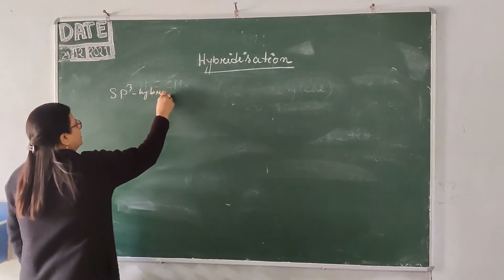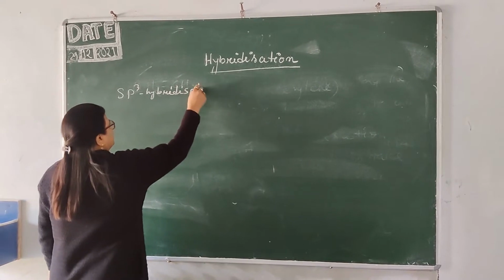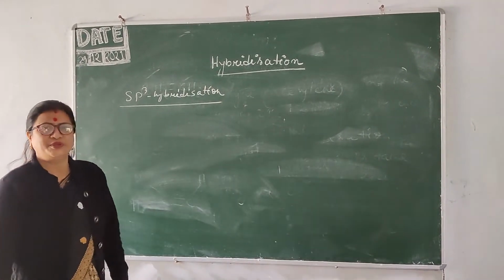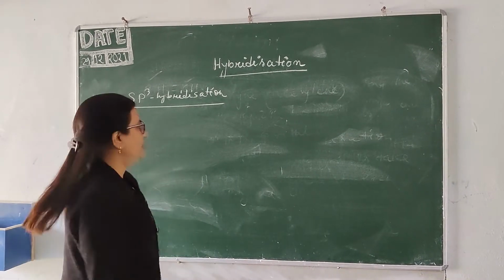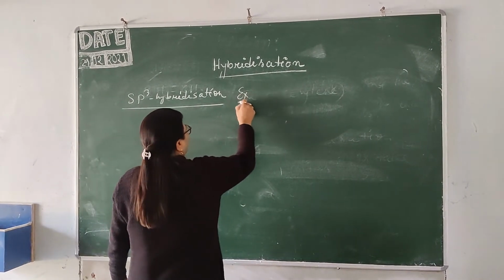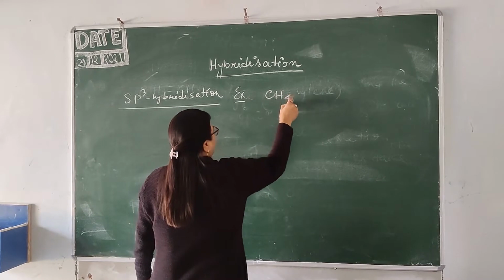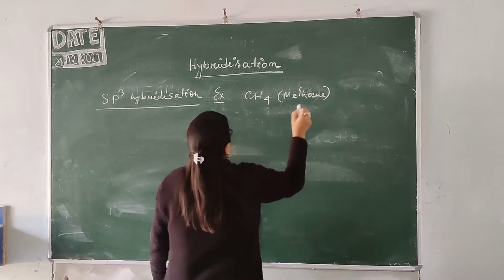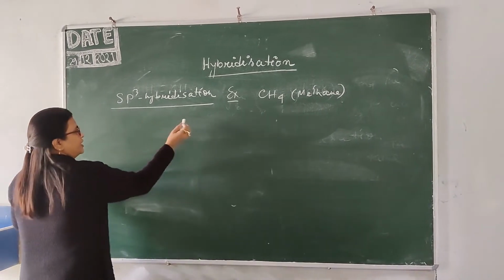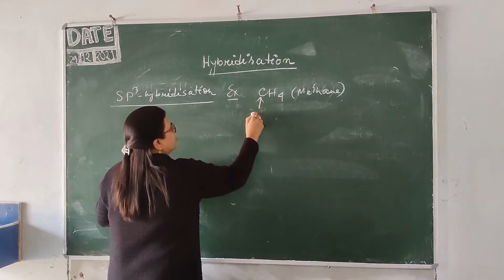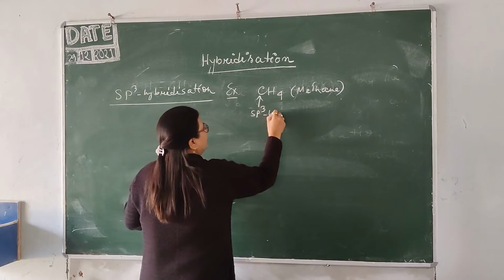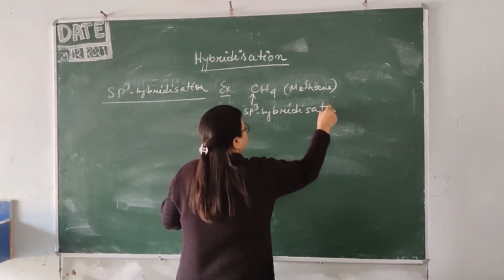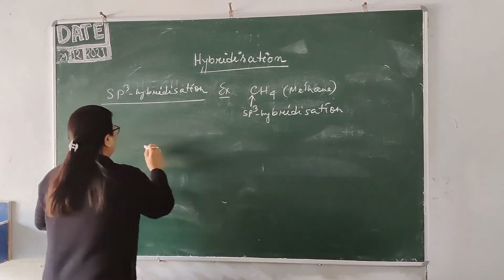Now sp3 hybridization, where 1 s orbital and 3 p orbitals of the central atom take part. I want to take the example CH4, which is methane. Here, the sp3 hybridization takes place in methane. Like this.